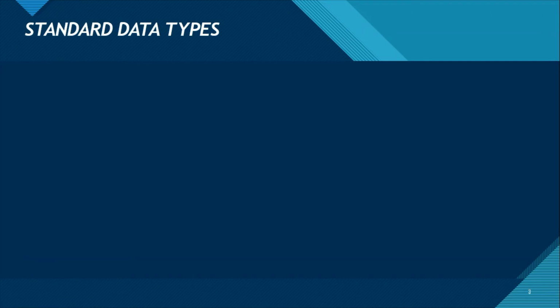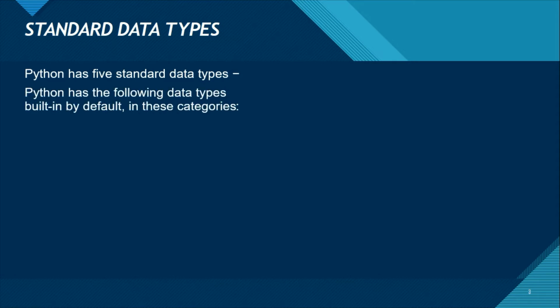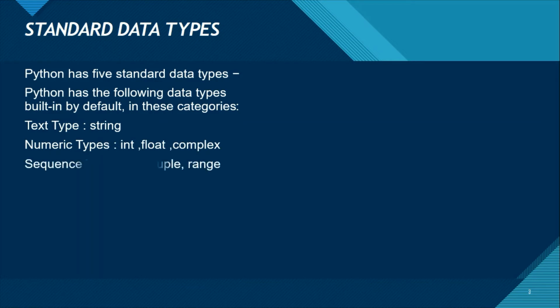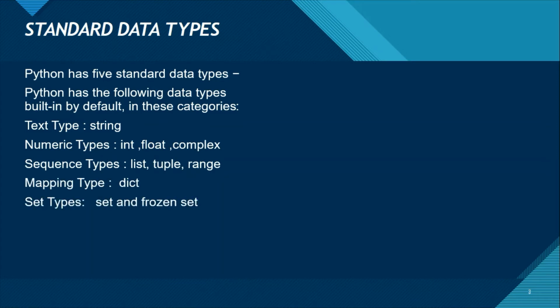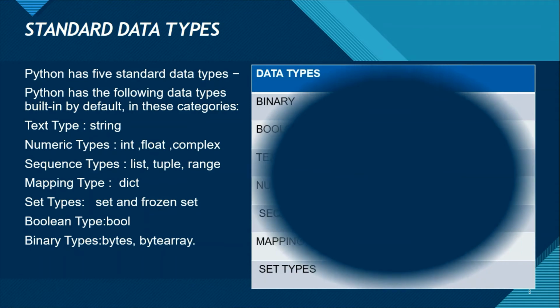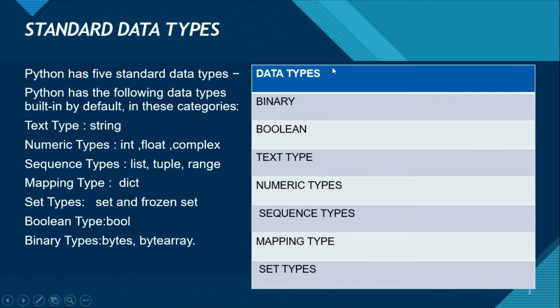Standard data types. Python has 5 standard data types. Python has the following data types built in by default in these categories: text type, string; numeric types, int, float and complex, as I have shown just now; sequence types, list, tuple and range; mapping type, dict; set types, set and frozenset; boolean type, bool; and binary types, bytes and bytearray. This is the table of the data types in Python.